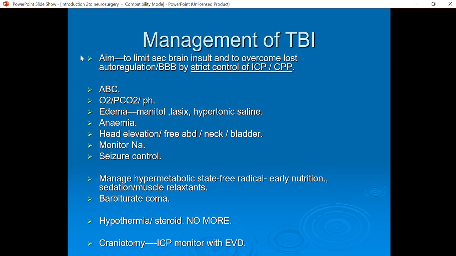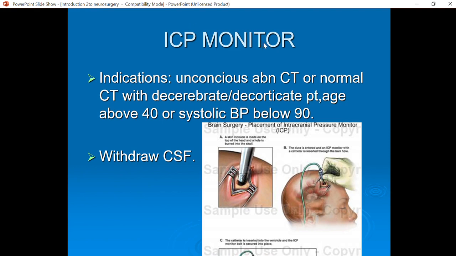Okay, this is the very basic. If all this fails, then we can proceed to surgery, craniotomy, or we can put ICP monitors if the midline shift is less than half a centimeter, with EVD. This is ICP monitors.